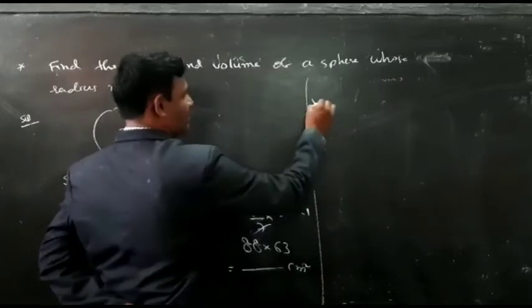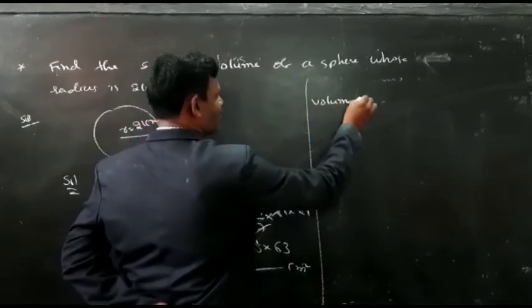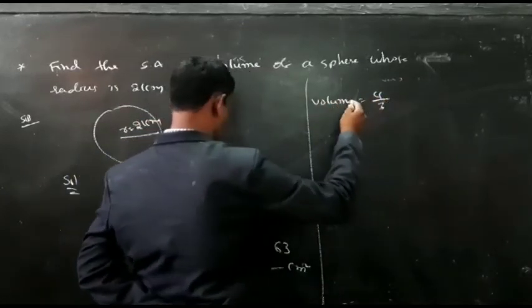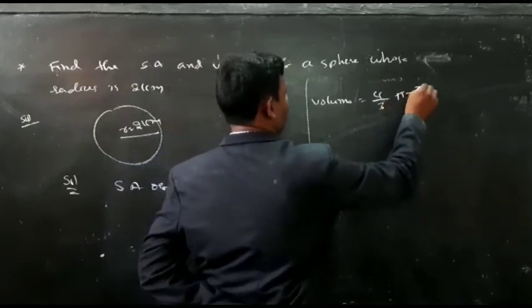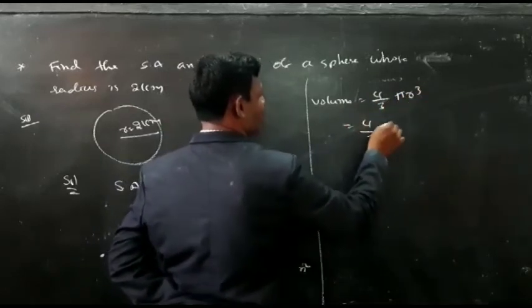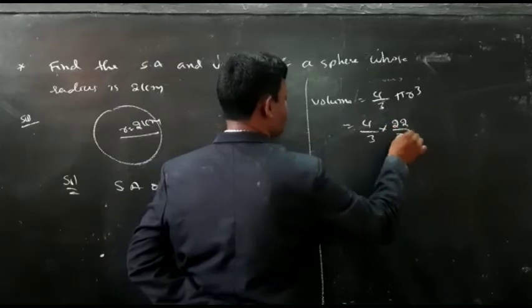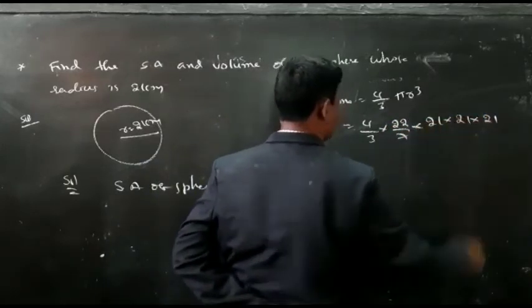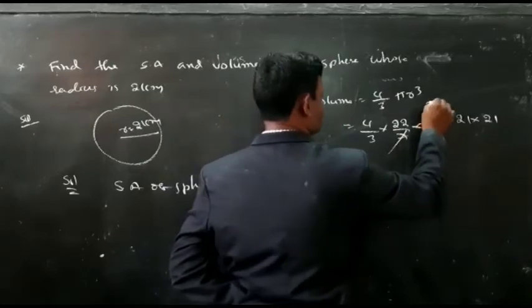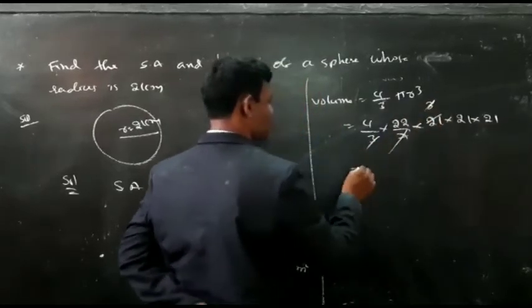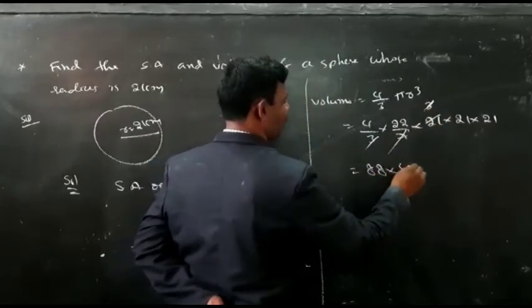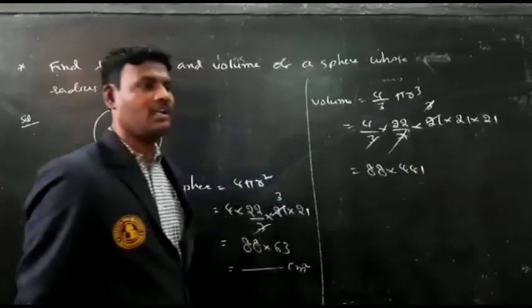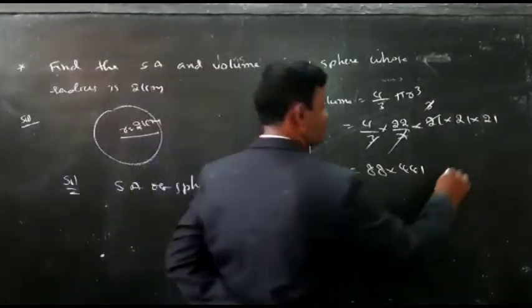Next, volume of the sphere. What is the formula? 4 by 3 pi r cube. So 4 by 3 into pi means 22 by 7 into r cube means 21 into 21 into 21. 7 ones are 7, 7 threes are 21. 3 ones are 3, 3 threes are 9. It is 88 into 441.